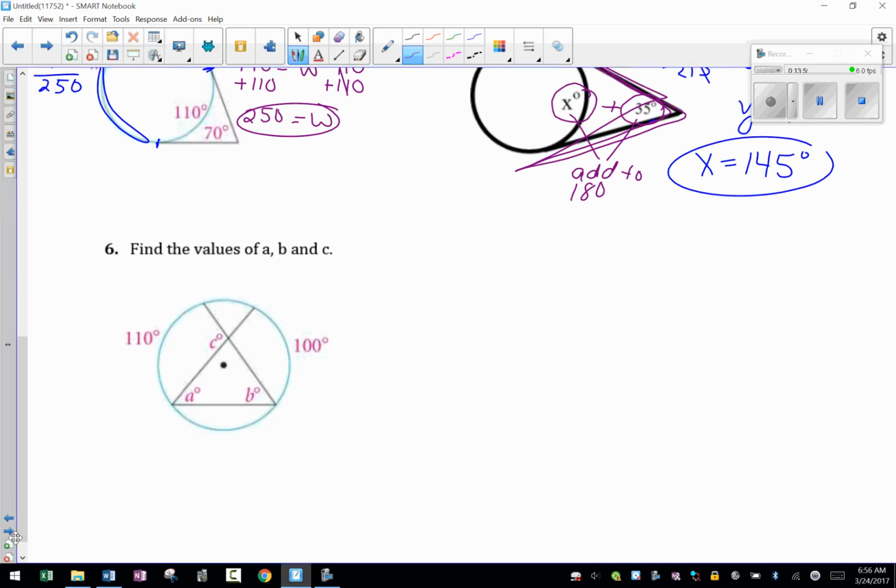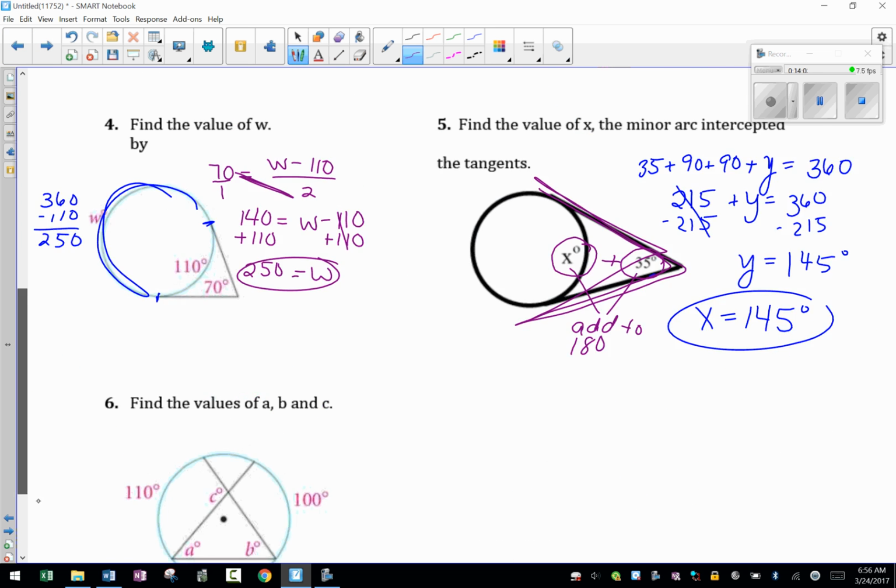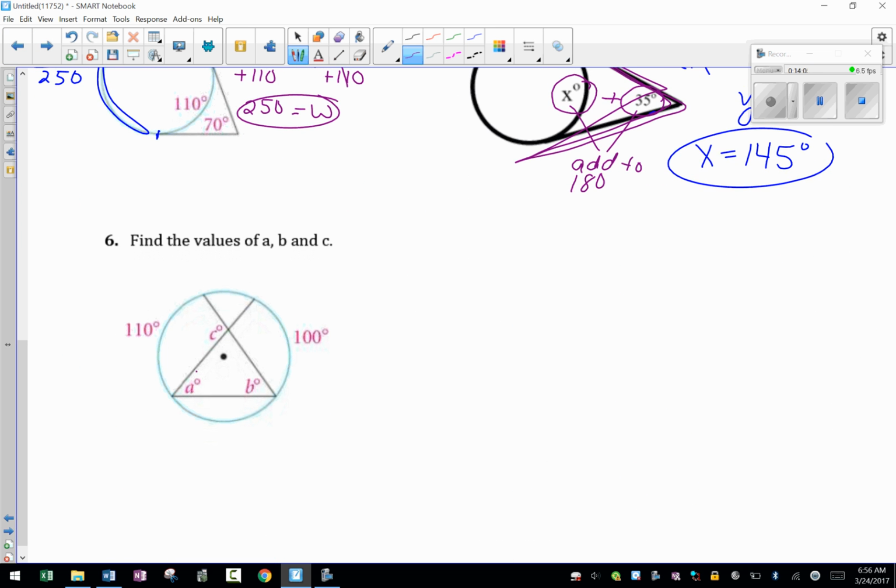And then last but not least, down here on number 6, because I think your homework's right after this, angle A is an inscribed angle, so it's half of the intercepted arc. A intercepts 100, so A is half of that, making it 50. B is an inscribed angle. It's intercepting 110, so half of 110 is 55.